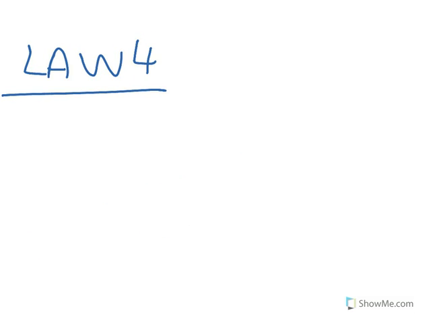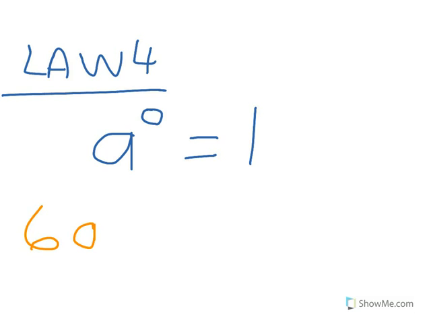Now, law 4 tells us that a number to the power of 0 is always going to equal 1. For example, if I had 6 times a to the power of 0, this is going to give me 6 times 1, which equals 6.